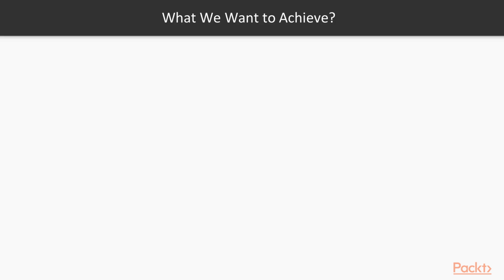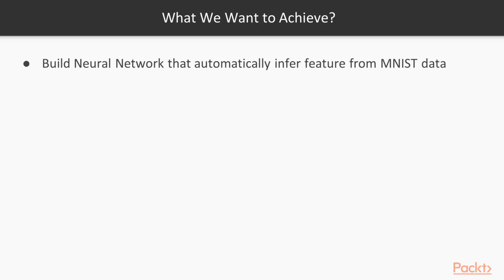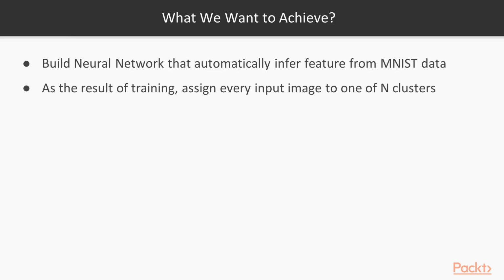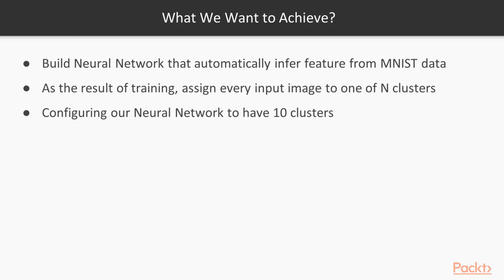So let's recap what we want to achieve. We want to build a neural network that automatically infers features from MNIST data. As the result of training, we should assign every input image to one of n clusters. We are configuring our neural network to have 10 clusters.